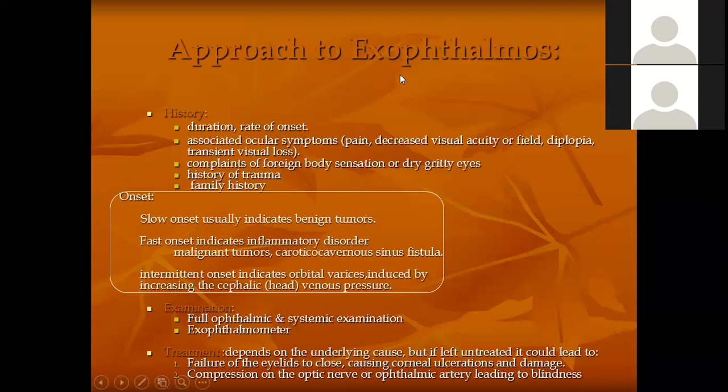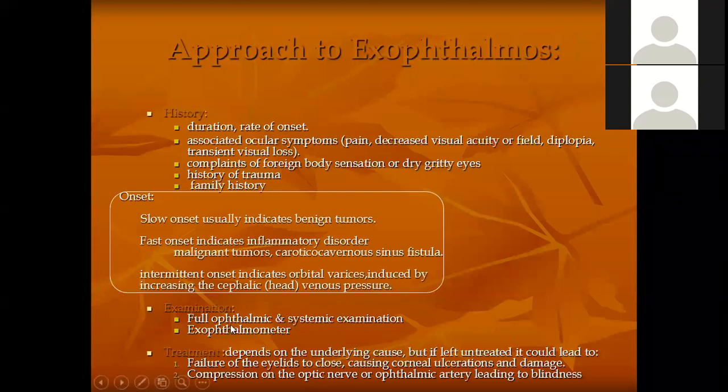Whenever a patient comes to you with proptosis, you have to ask the duration and the rate of onset, and then you have to ask about ocular symptoms like diplopia, visual acuity, visual field. You have to ask about foreign body sensations and the history of trauma. You have to ask about the family history of proptosis.